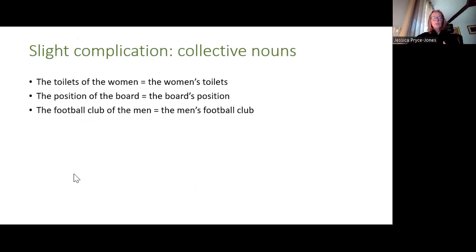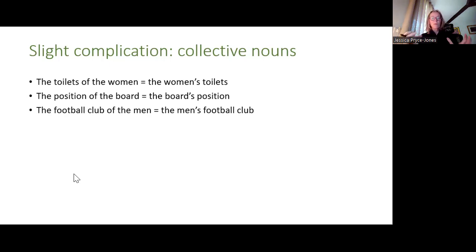The position of the board. A board isn't a special word, but the things that seem to be complicated are people's, women's, men's. So you would never write the women's toilets and put the apostrophe after the S. So if you're saying the toilets of the women, the women's toilets, because it's a collective noun, right?